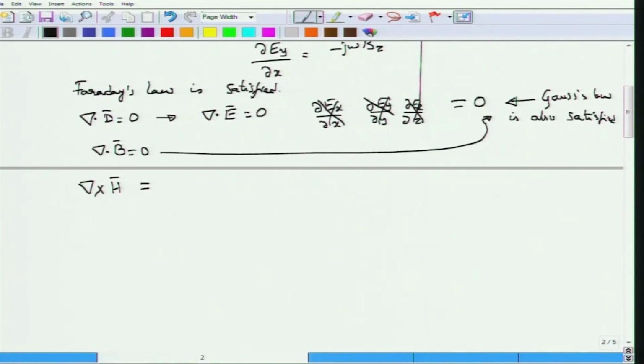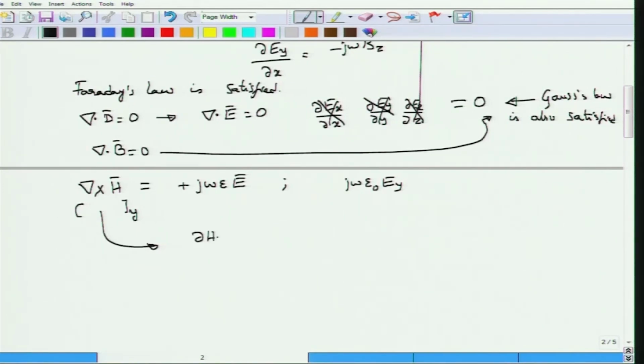So what you have is curl of H is equal to plus j omega epsilon E, correct, because j omega is del by del t, and epsilon E is D, so this should be j omega epsilon E. Again going back to the scalar form, this is j omega epsilon, and since this is free space we have epsilon 0 and the electric field is Ey. So I need to find out only the y component of this curl of H.